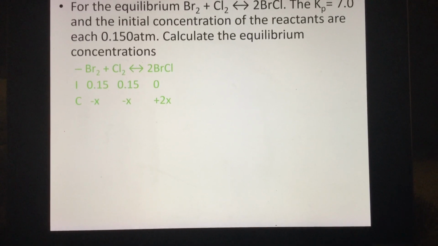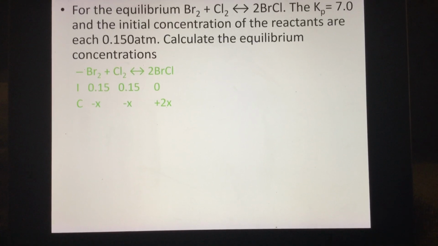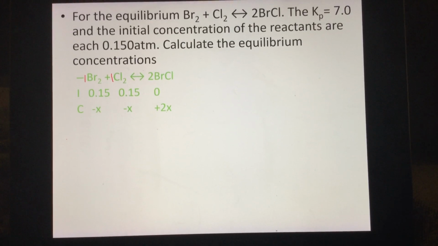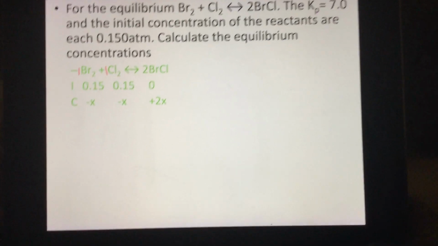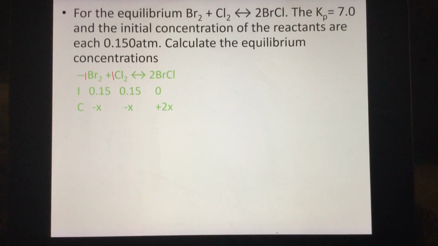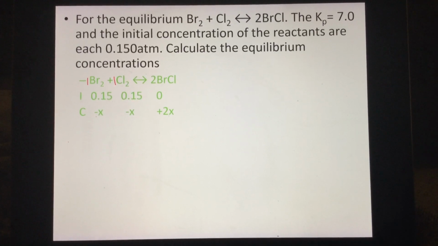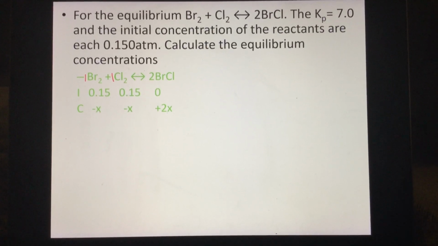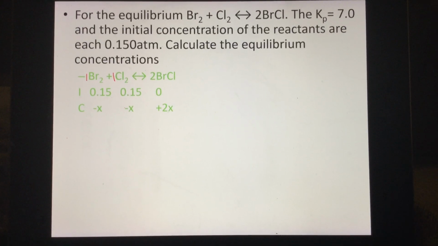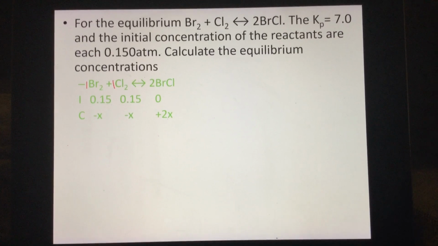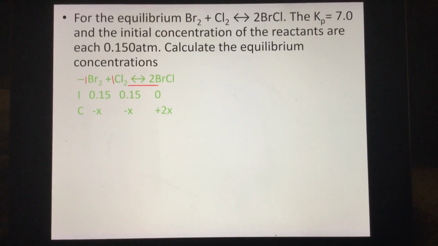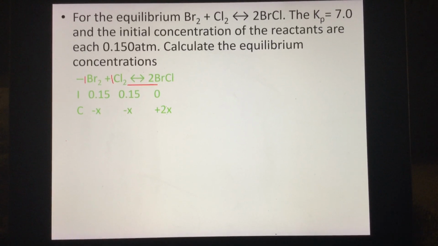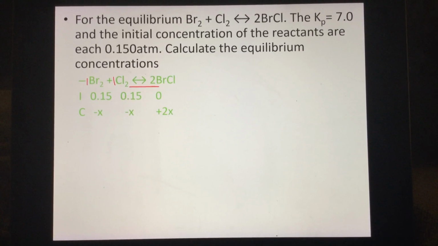Okay, so for the bromine and the chlorine, since they're both one-to-one relationships, they're both going to go down, because again, as the reaction proceeds, the reactants are going to decrease, products are going to increase. So both the bromine and the chlorine's concentrations are going to decrease by a factor of X. So we have a minus X for the bromine, a minus X for the chlorine, but because of this 2 here in front of the BrCl, its pressure is going to increase by a factor of 2x.